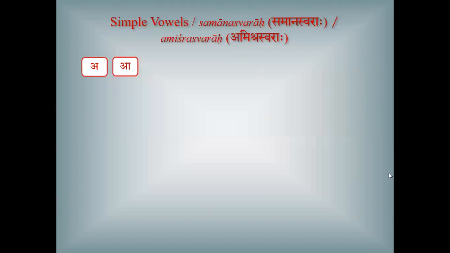Then the next letter is I. It is a short vowel I. And the long vowel is Ī. I is short vowel, takes one unit of time, and Ī takes 2 units of time. The sound I is produced from the palate. Your tongue should touch the palate and the sound is produced. So, A, Ā from the throat, I, Ī from the palate.